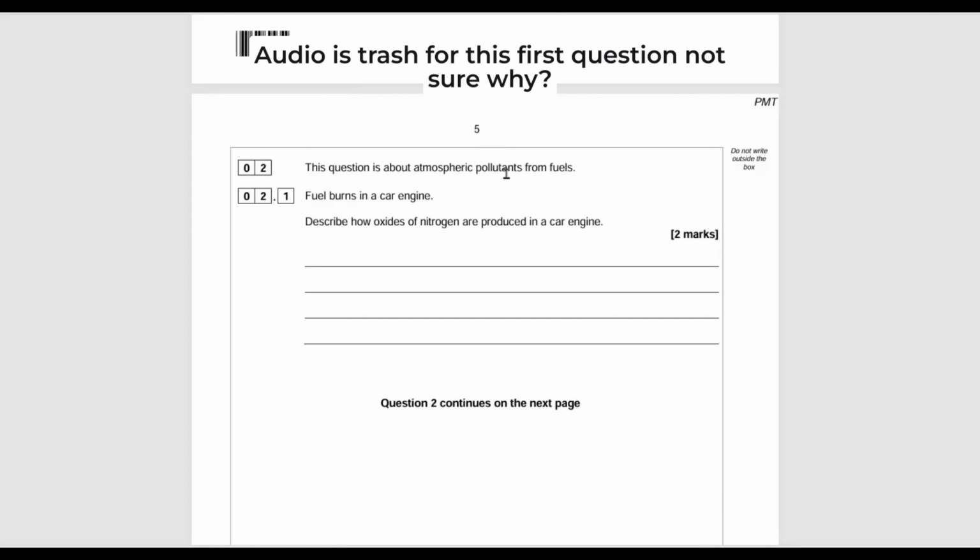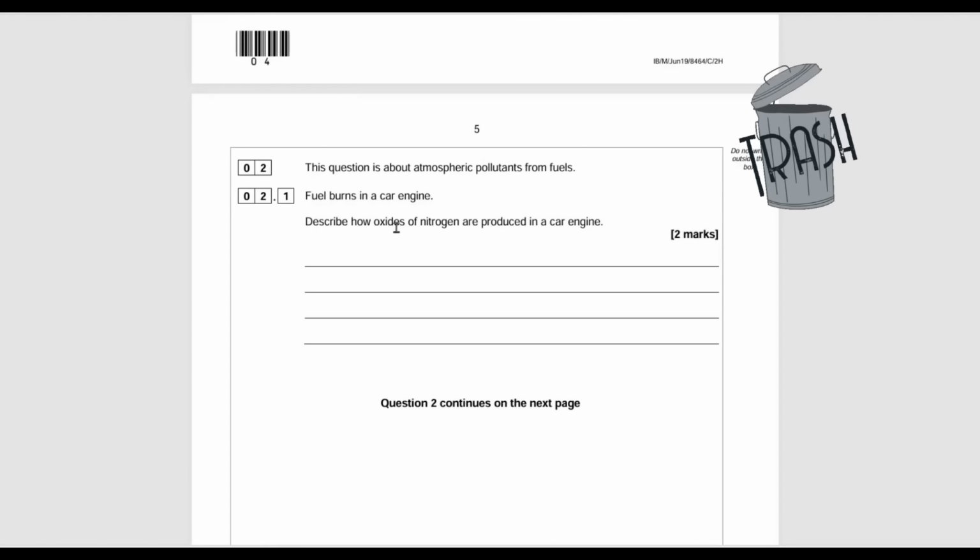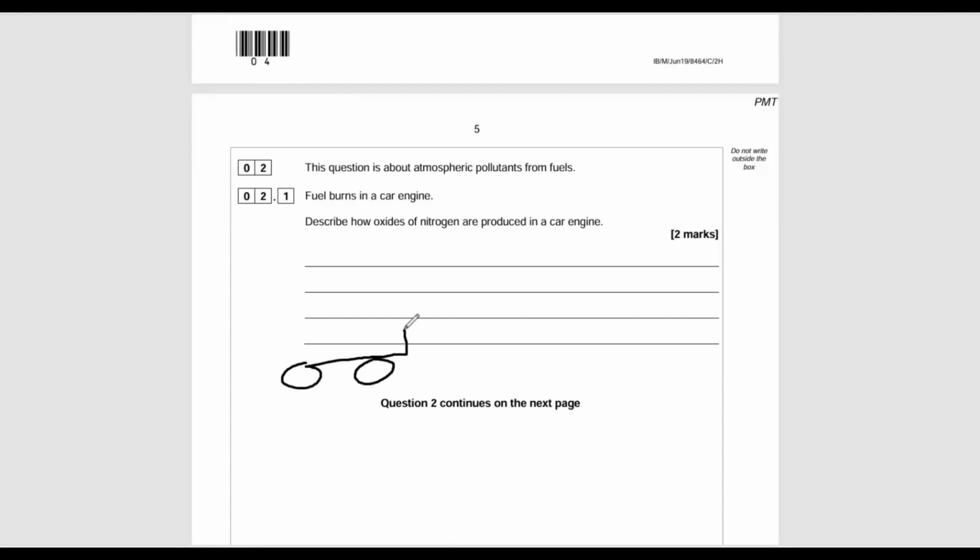Okay, this question is about atmospheric pollutants from fuels. 2.1. Fuel burns in a car engine. Describe how oxides of nitrogen are produced in a car engine. Why don't you pause, have a go? Okay, let me go through the answer. Here is our incredible drawing of a car, and there is the exhaust.